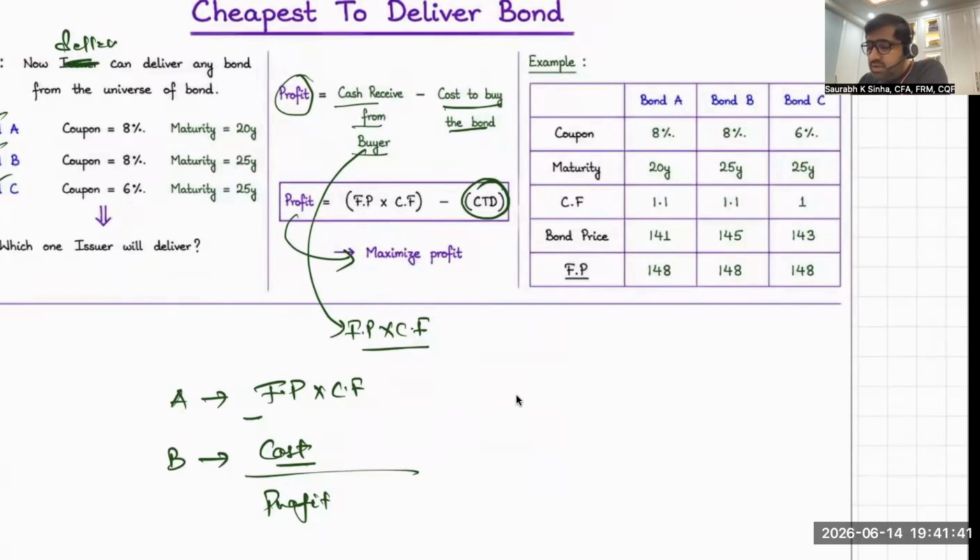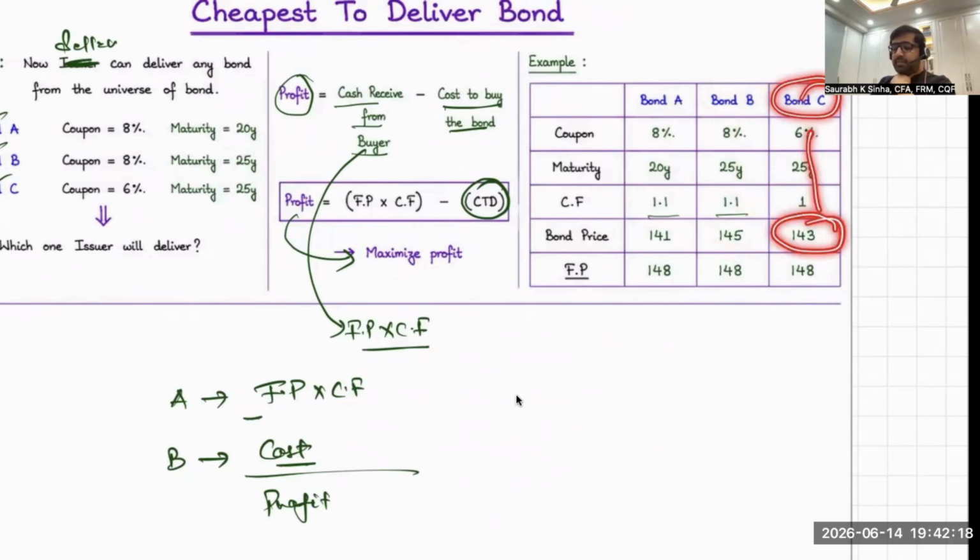So see, there are three bonds: bond A, B, C. A has a coupon of 8%, B has a coupon of 8%, C has a coupon of 6%. Maturity is this. Based on the coupon, CME decided the conversion factor, which is 1.1, 1.1, and 1. You can understand why it is 1.1, 1.1 identical, because they decide only on the basis of the coupon, not the maturity. The bond price of bond A in the market is 141. Bond price for B is 145 and bond price for C is 143. The future price is 148, 148, 148 because the future price will never change.